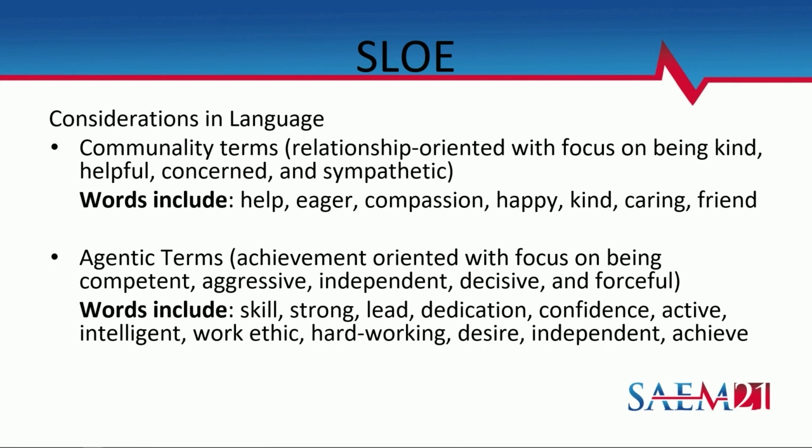One of the key early papers looking at this, which has since been replicated many times in different specialties, is this idea that there are different types of words that we could categorize as communality terms, or community-based, relationship-oriented, with focus on being kind and helpful, such as help, eager, compassion, happy, kind, caring, friend. And then there is another categorization of adjectives that may be more agentic, more achievement-oriented, with focus on being competent, aggressive, independent, decisive, and forceful. These words include examples like skill, strong, lead, dedication, confidence, active, intelligent, work ethic, hardworking.